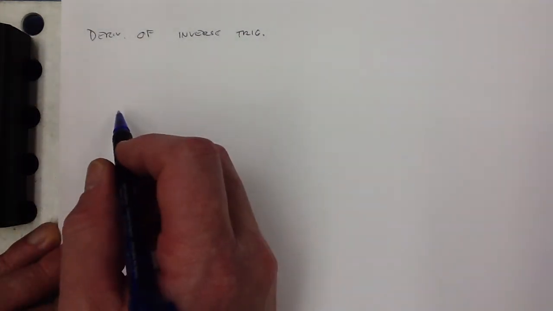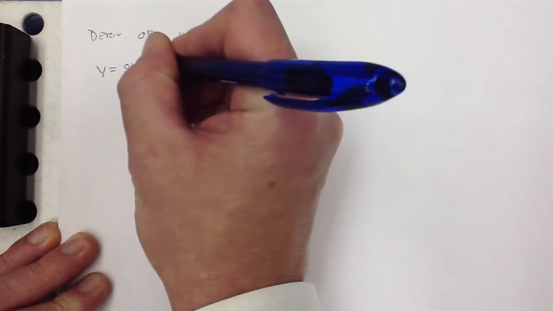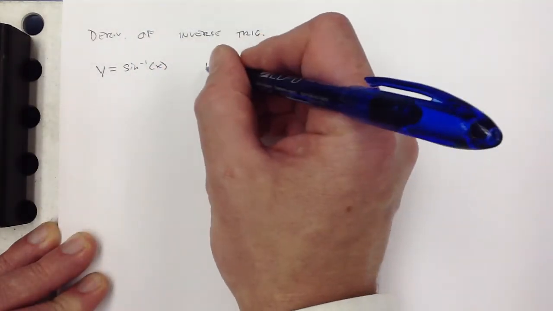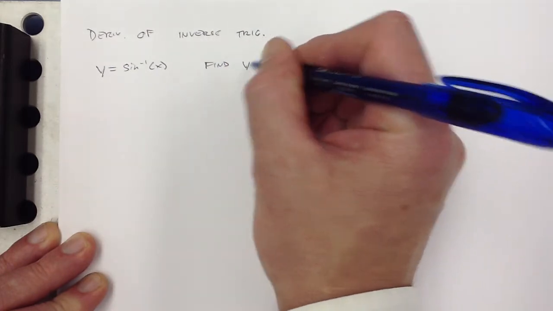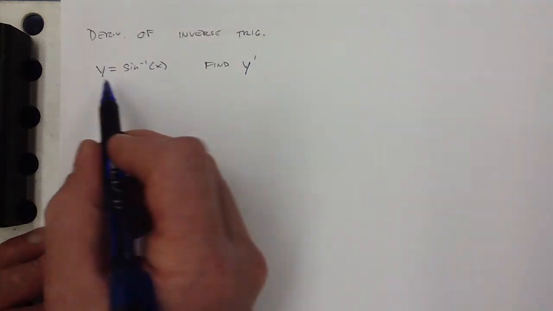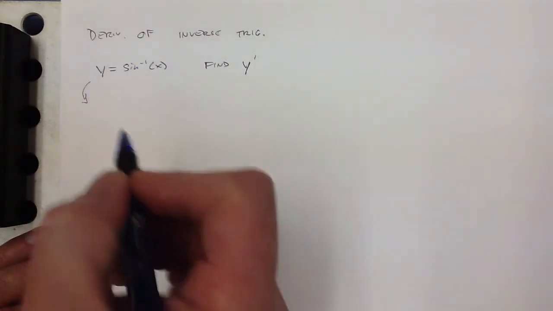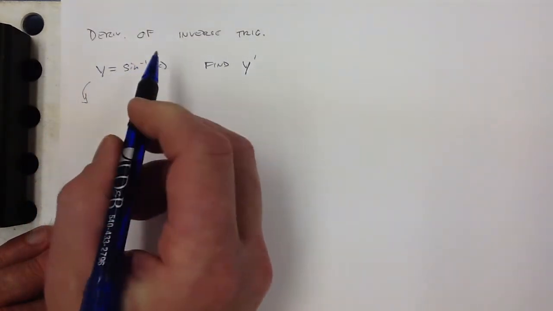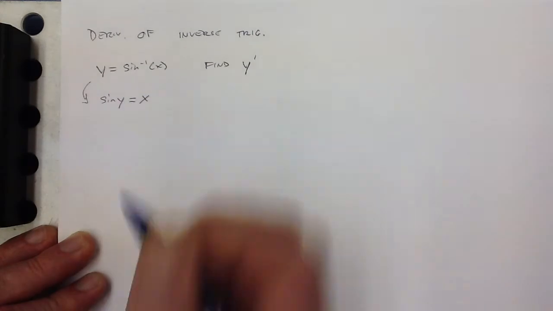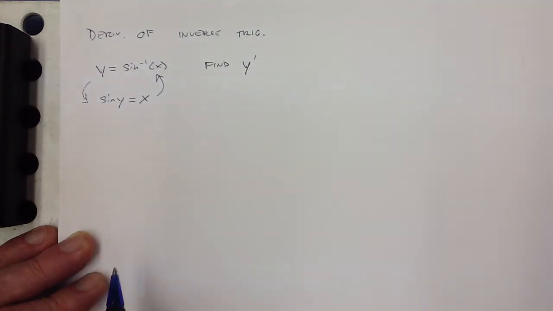Okay? Looks like this. So let's say we have this function, y equals sine inverse of x, and we want to find its derivative, y prime. This is the same if you don't want to work with the sine inverse function. Saying y equals sine inverse x is the same as saying the sine of y is equal to x. Right? That's two ways of saying the same thing.